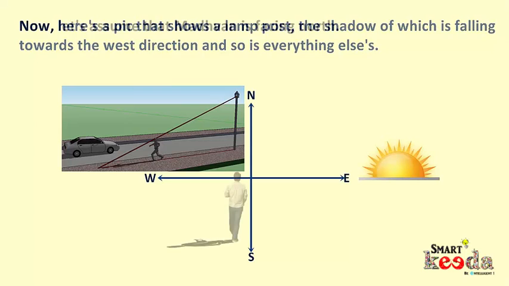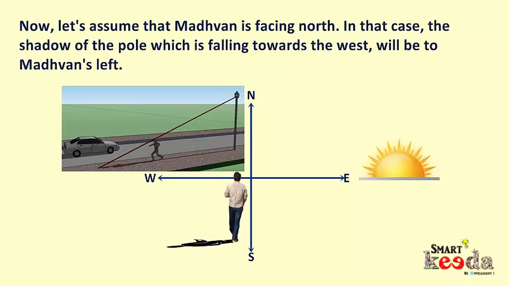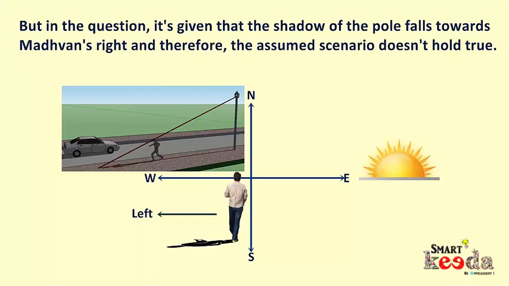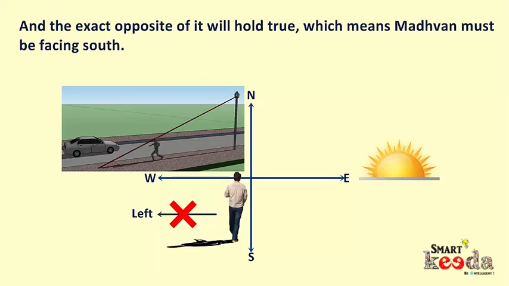Now moving forward, let's assume that Madhavan, the person mentioned in the question, is facing north as shown in the figure. Now in that case, the shadow of the pole which is falling towards the west will be to Madhavan's left. But in the question, it's given that the shadow of the pole falls towards Madhavan's right, and therefore the assumed scenario doesn't hold true here, and the exact opposite of it will hold true, which means Madhavan must be facing south direction, and that's the answer.